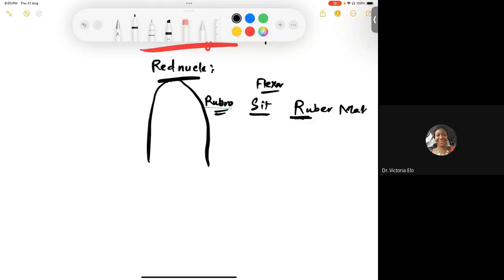Is it the quadriceps? Is it the hip flexors? Are they the quadriceps? The hip flexors are quadriceps.